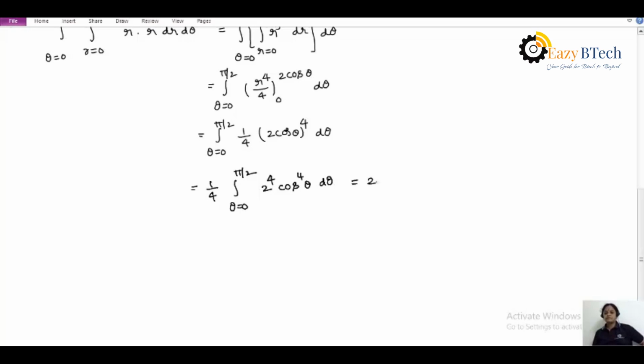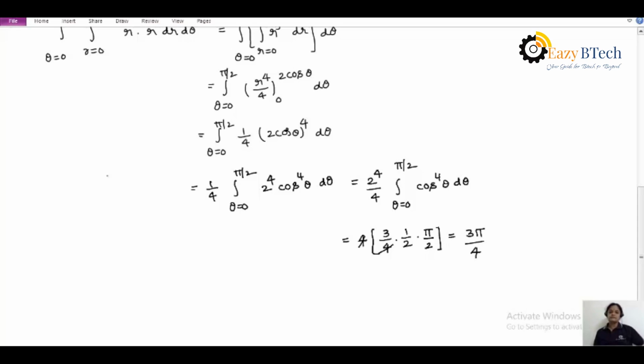Then 2 power 4 by 4 integral theta is equal to 0 to pi by 2 cos power 4 theta d theta. Then 2 power 4 is nothing but 16 here. 16 by 4 is 4. Then using the even formula, n minus 1 by n, that means 3 by 4, n minus 3 by n minus 2, it is 1 by 2, and again into pi by 2. Then 4 will be cancelled, and the final answer of this question is 3 pi by 4.